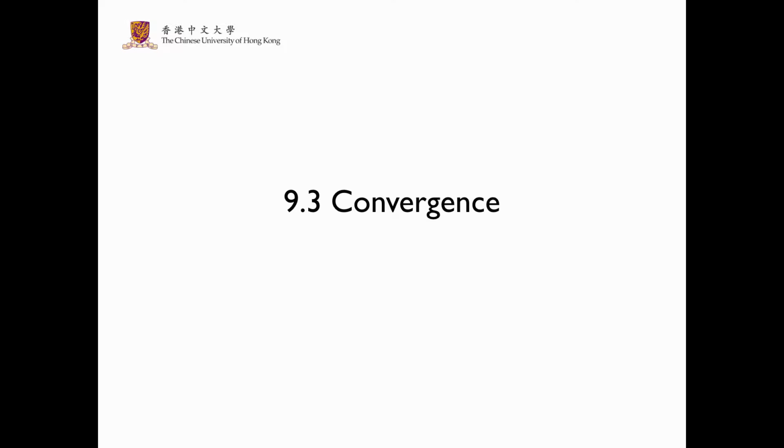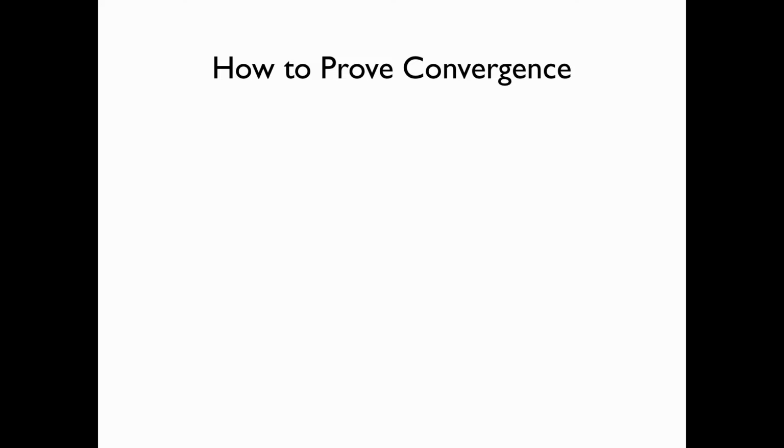In section 9.3, we prove the convergence of the alternating optimization algorithm. Here are the steps to prove the convergence. Consider the double supremum optimization problem in section 9.1.